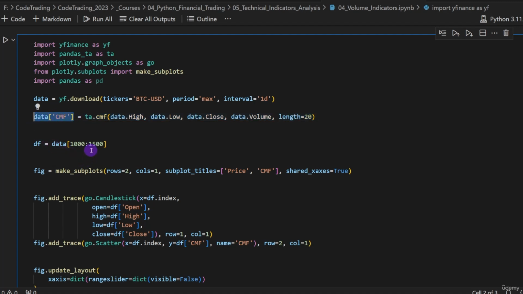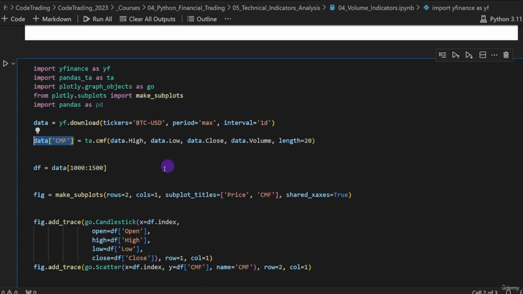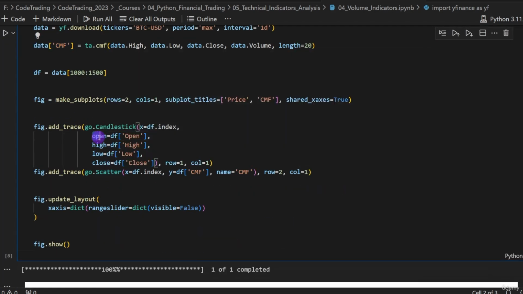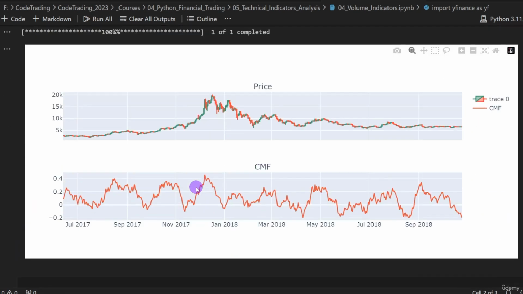Then when I'm taking a slice of our data frame, I can plot the candles, and I can also plot the CMF as well. And we're going to see how it looks. So this is our CMF. It's also the money flow indicator showing next to our candle charts.